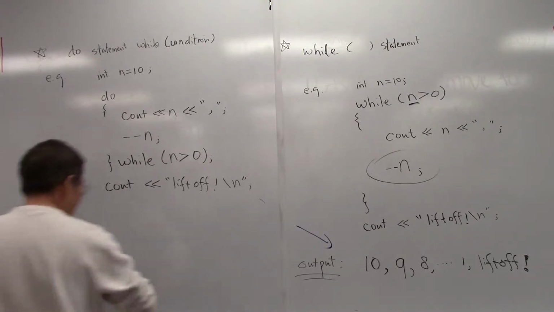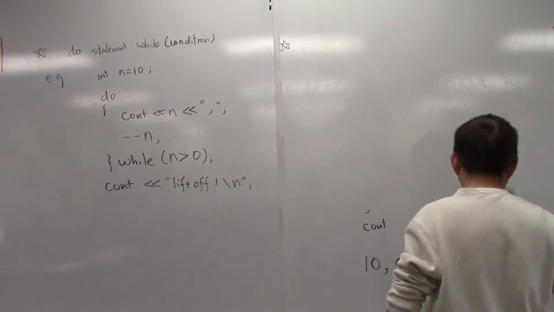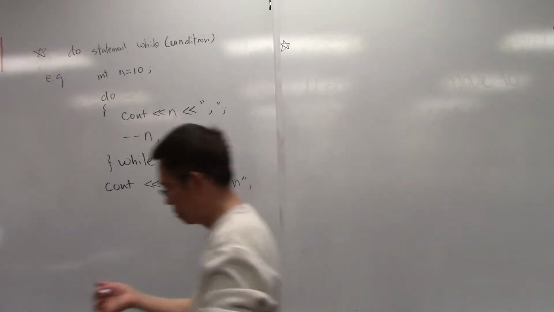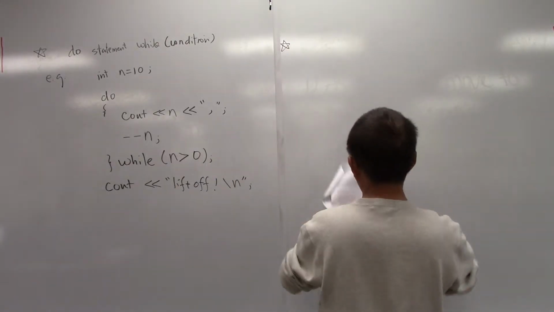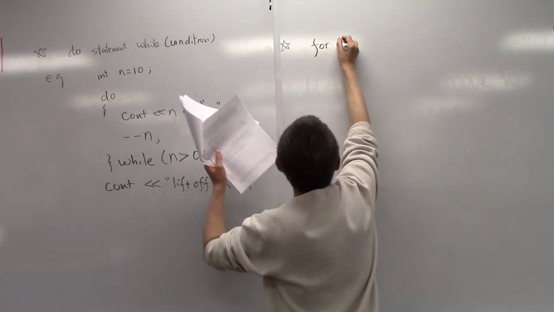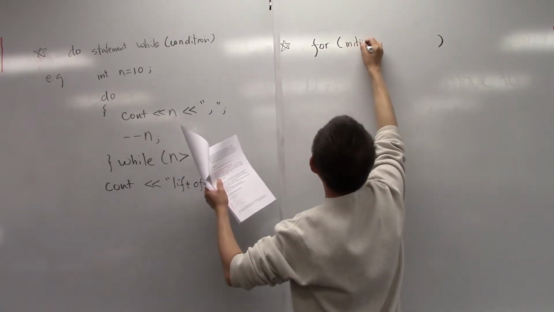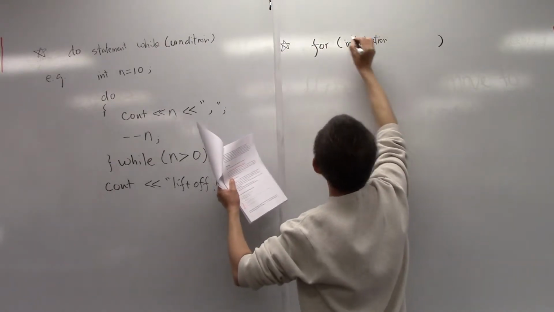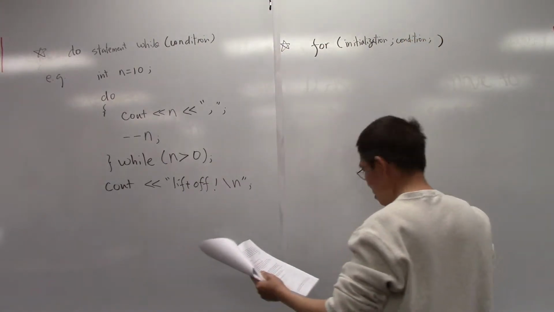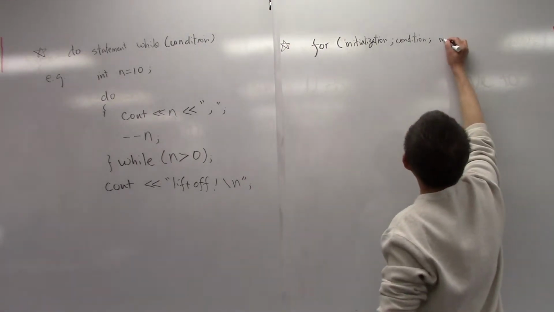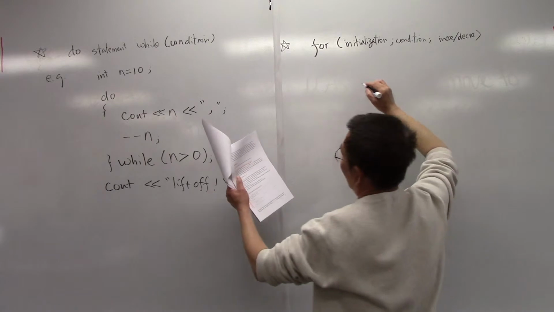All right, another very commonly used loop, especially for calculation, is the for loop. The syntax of the for loop is a little bit more complex than the other ones. The parentheses inside have three things. First is initialization, then condition, and then increment or decrement, okay? And then the statement.